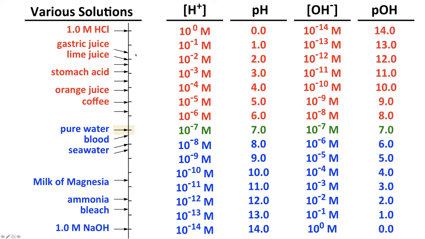And a couple things to note: the H plus concentration times the OH minus concentration always ends up equaling 1 times 10 to the minus 14th. So 10 to the negative 2 times 10 to the negative 12th is 10 to the minus 14th. 10 to the minus 9th times 10 to the minus 5th is 10 to the minus 14th.